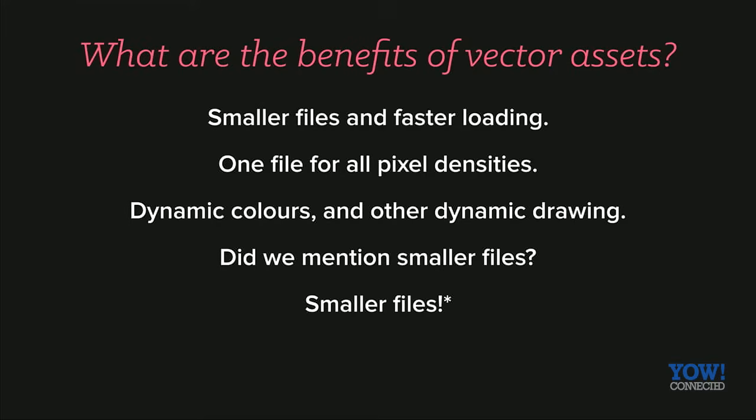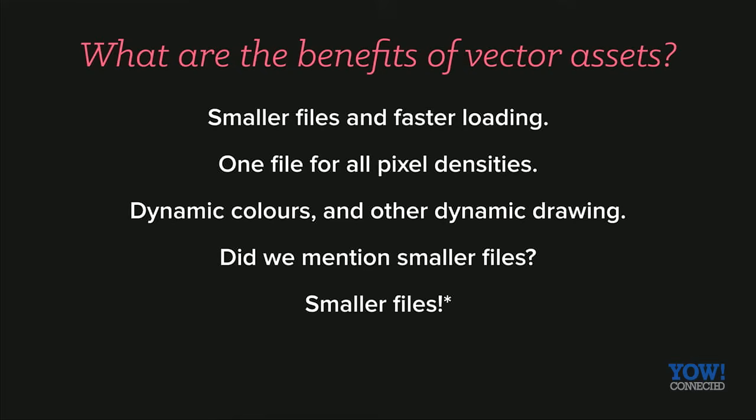So in terms of vector assets, what are the benefits of using vector assets? Why would you do this over just shipping PNG images or something else? For a start, they're a lot smaller, and that has other benefits. It means they load off disk a lot quicker. You only need one file. You don't need to generate a different image file for each device density.